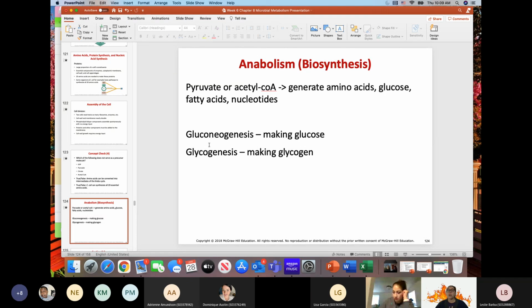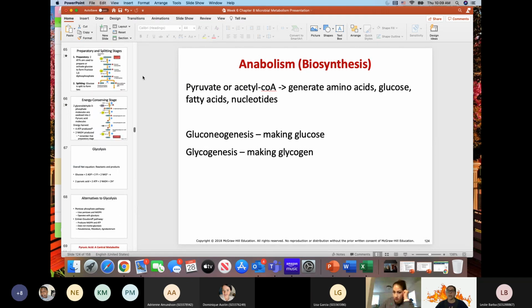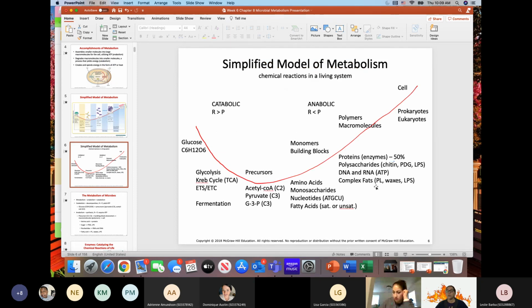You knew all along that this could happen though, because the Nike swoosh told us that we can go from precursors to building blocks to macromolecules up to a cell. So even though this last section is one that I don't test you directly on, you do need to know the concepts of the Nike swoosh.